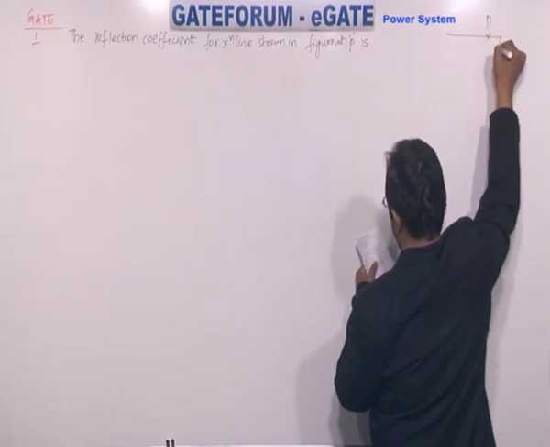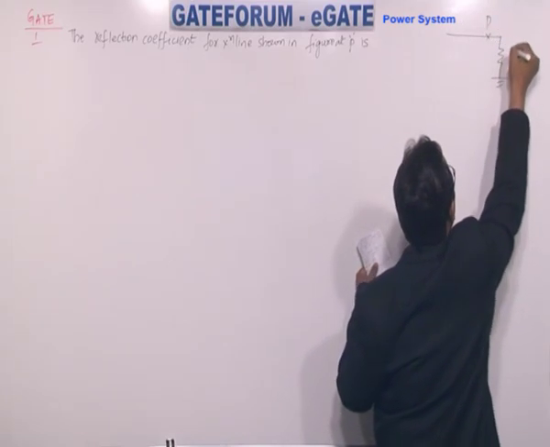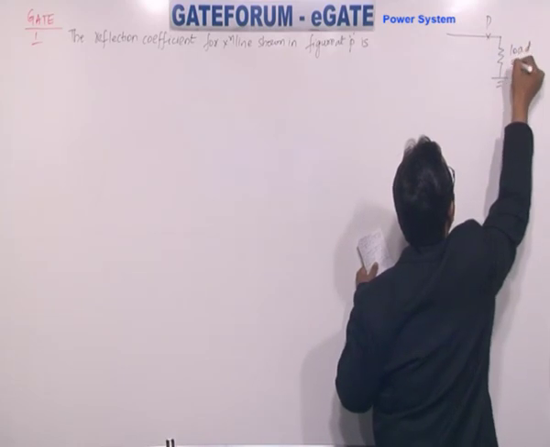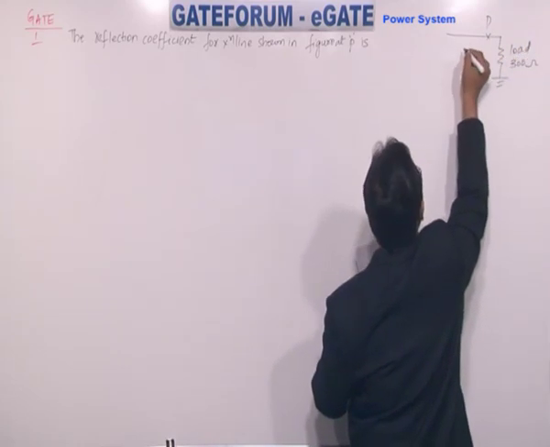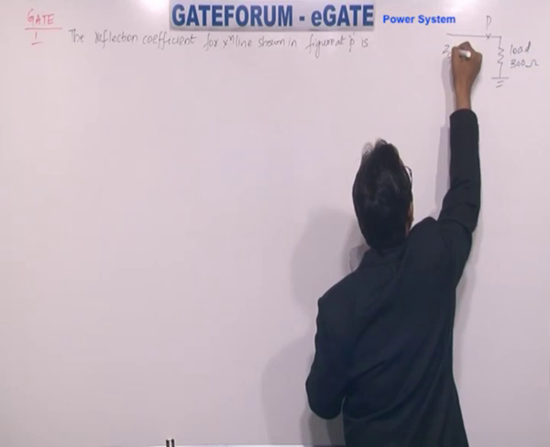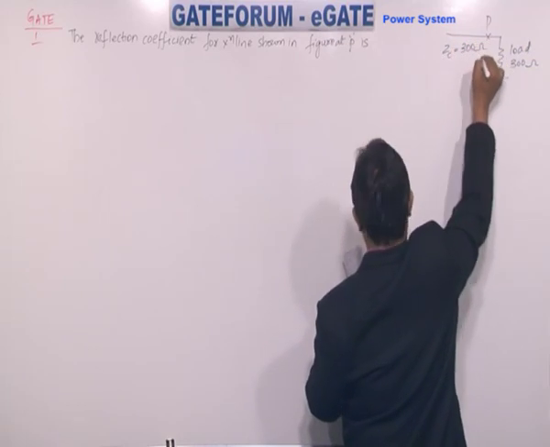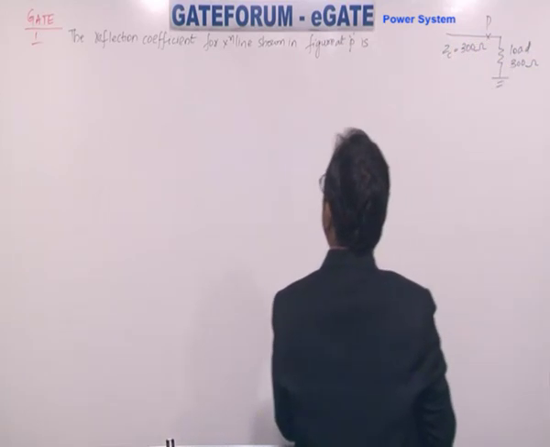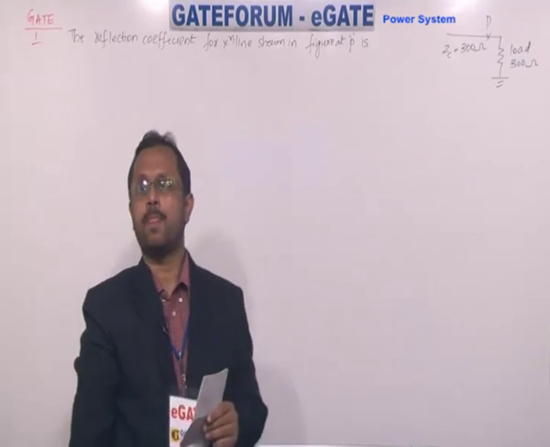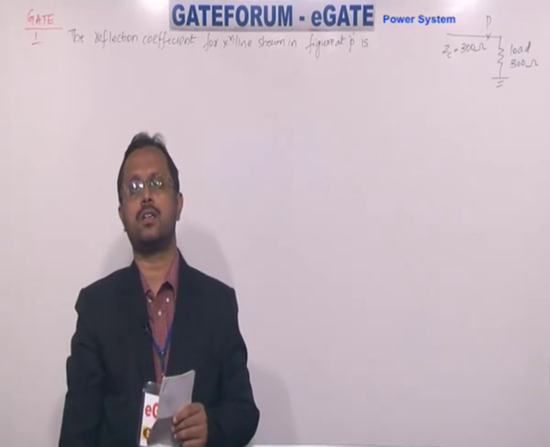This is the point P, and load resistance 300 ohms, and ZC is 300 ohms. So we have to now find the reflection coefficient.